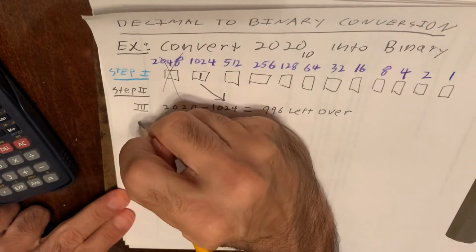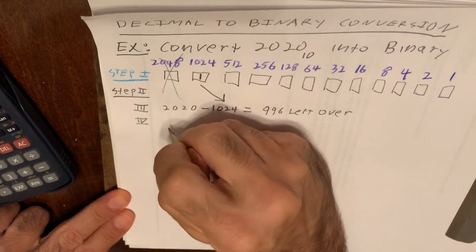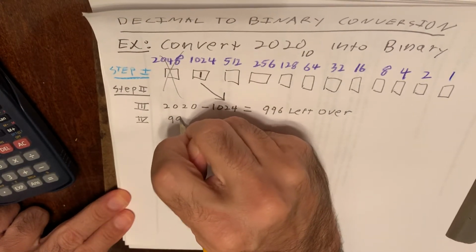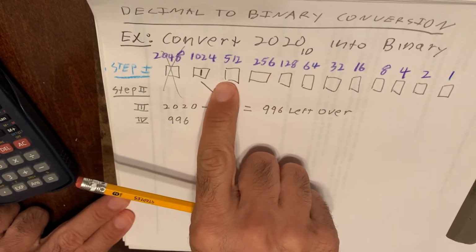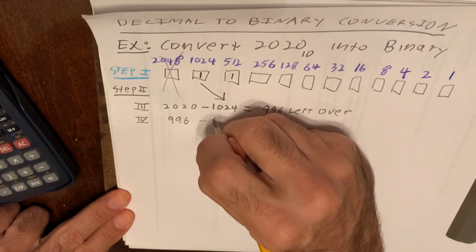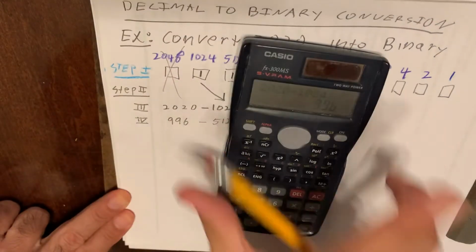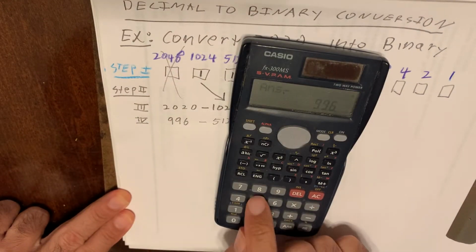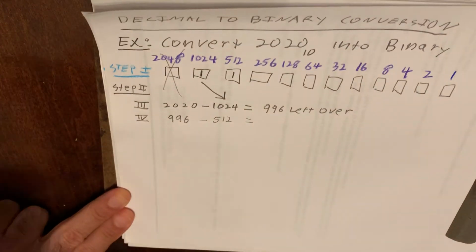So really step 4 would be to take this 996 and find the largest place that we can subtract from this, which is 512. So 996 minus 512 gives us 484 left over.